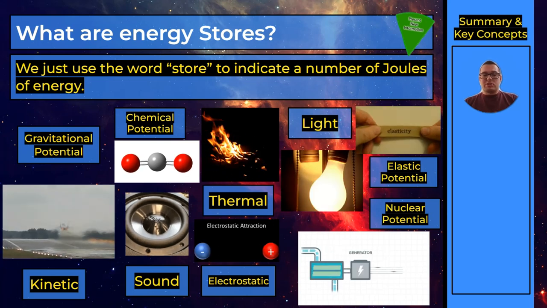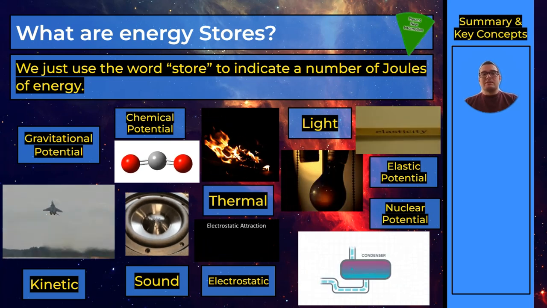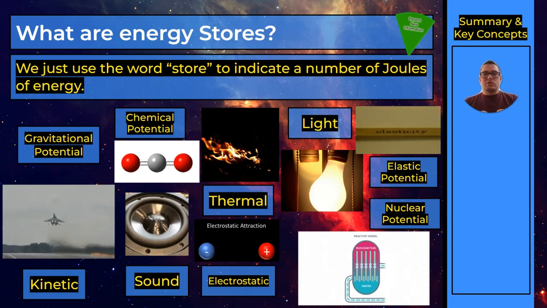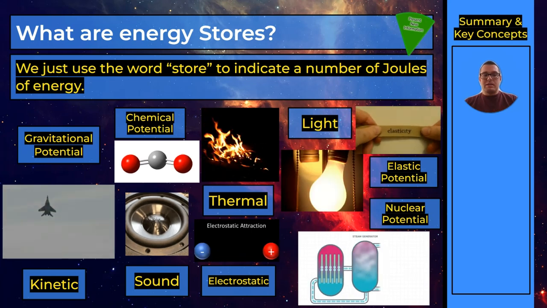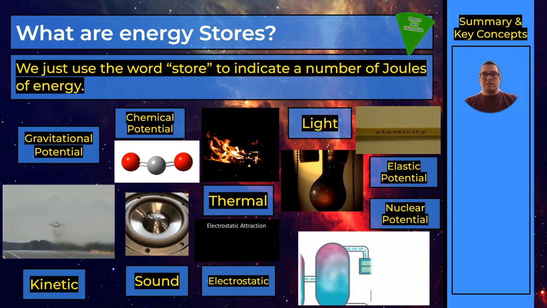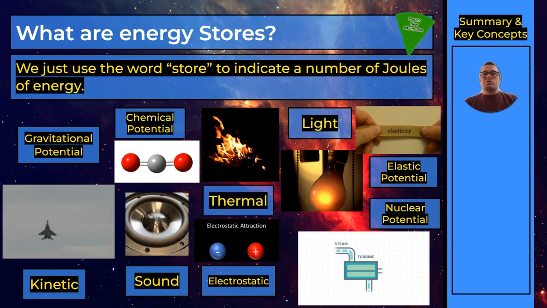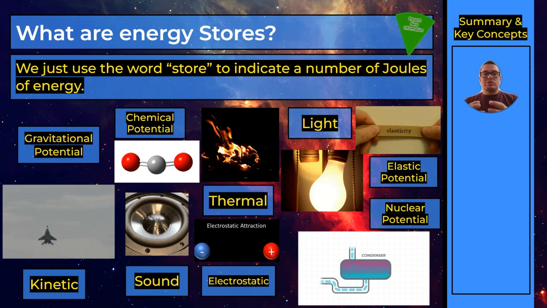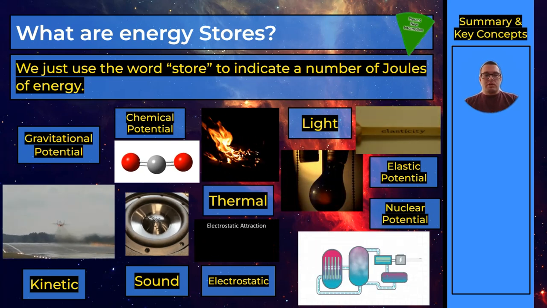For gravitational potential energy, the question you must ask yourself is, how high is the object? If the height is increasing, gravitational potential is increasing. If the height is decreasing, gravitational potential is decreasing. So gravitational potential, just link in your mind to height. Any scenario where height is changing, gravitational potential is changing.